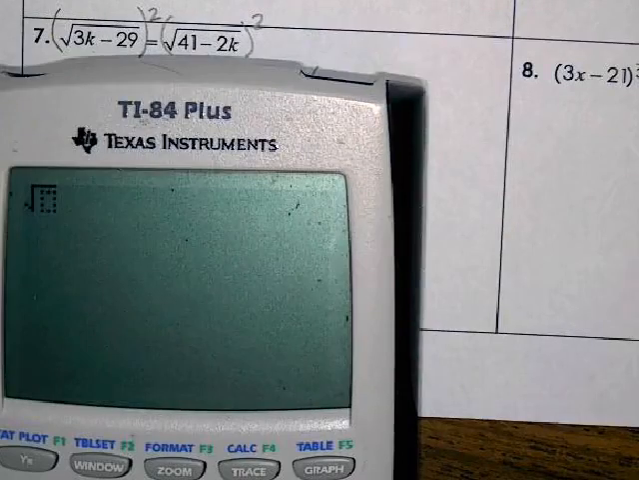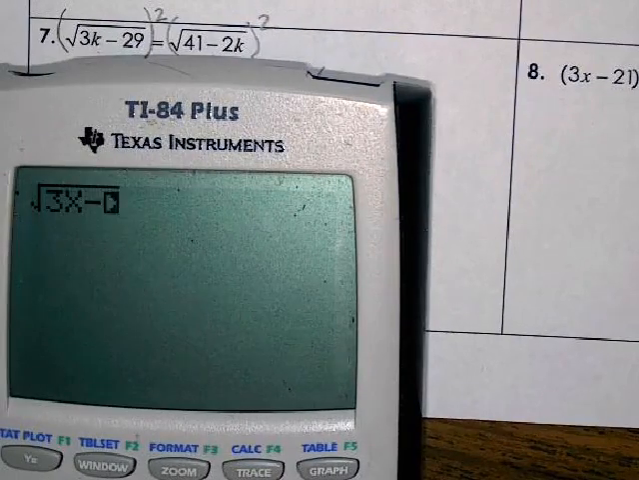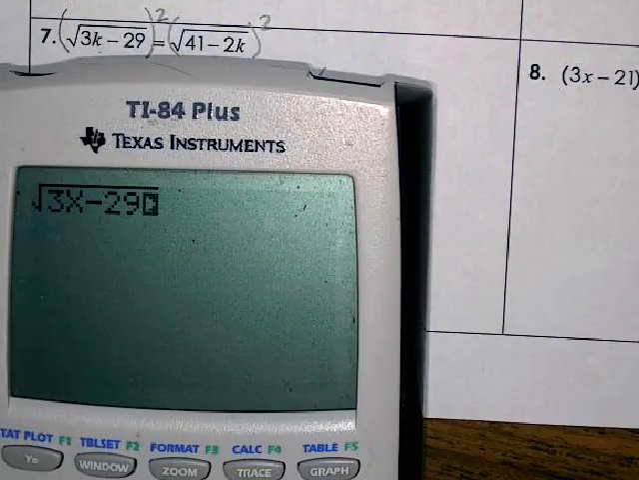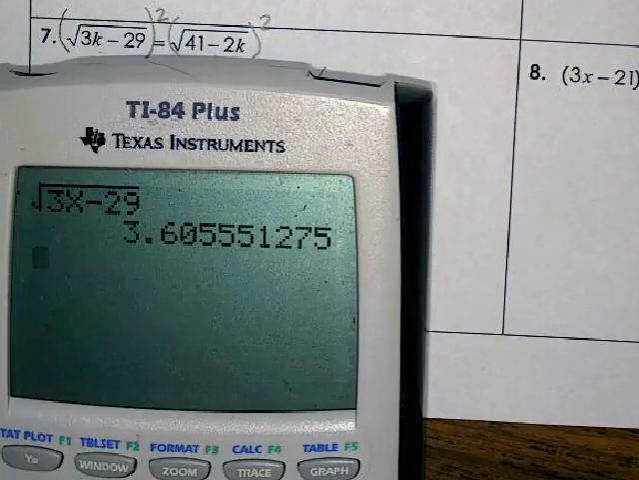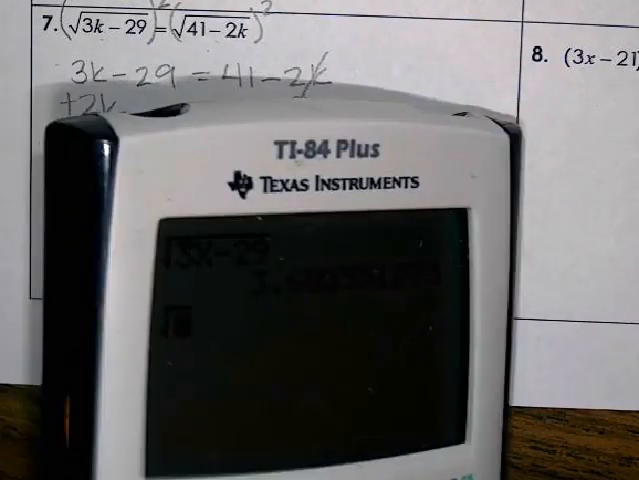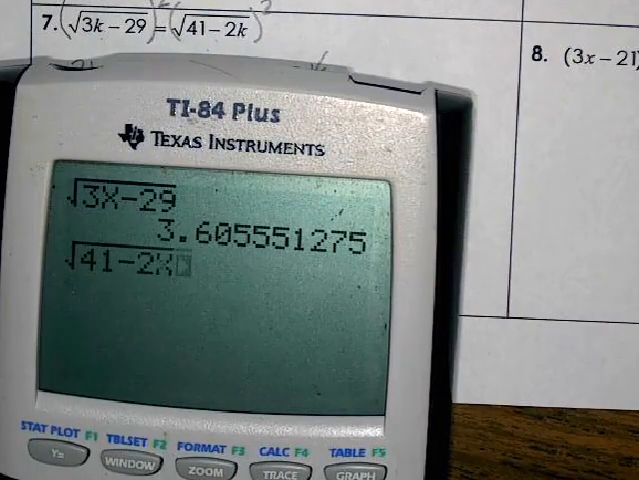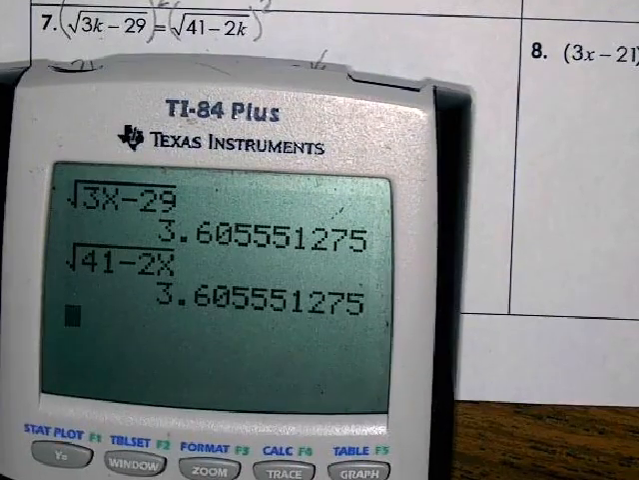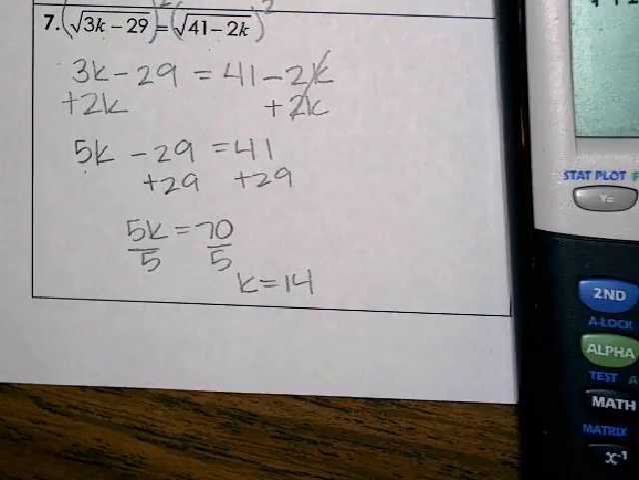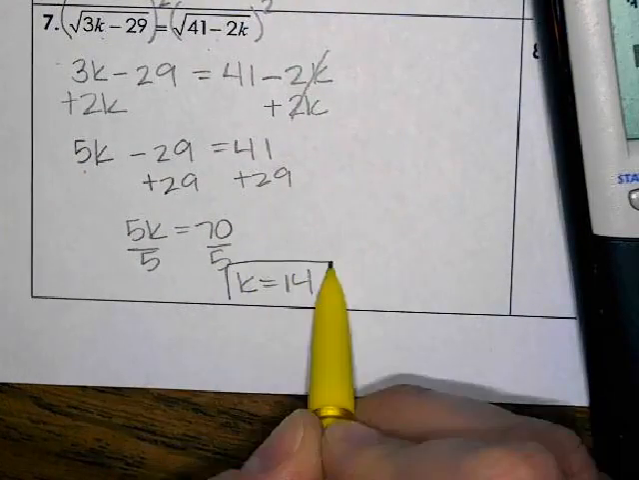When you do one of them, do you have to put in the store thing again? Yes, you have to store your new number. So here's the left side. Now that decimal is what the right side should equal as well, for me to make sure that my answer is right and that it shouldn't be just no solution. So square root 41 minus 2x, there's the right side. My left side and my right side are the same, and so my conclusion is that that answer was good. It was not a no solution answer.